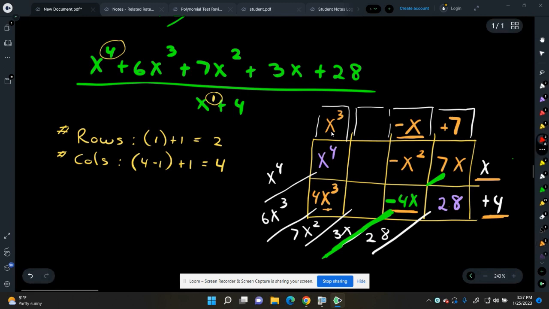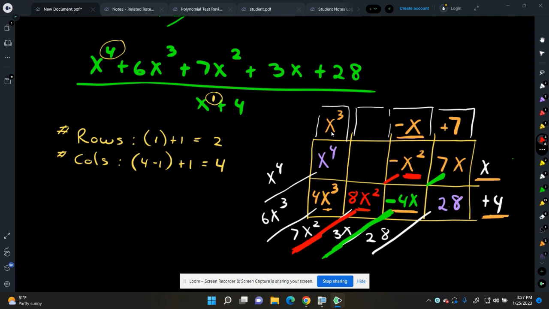Well, look at this diagonal here. Right? This diagonal, I have 7x squared. Well, I have negative x squared. What do I have to add to negative x squared to get a positive 7x squared? I have to add 8x squared. Because 8x squared minus x squared equals 7x squared.